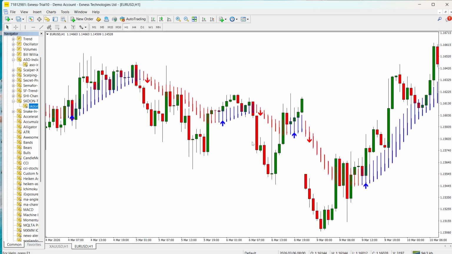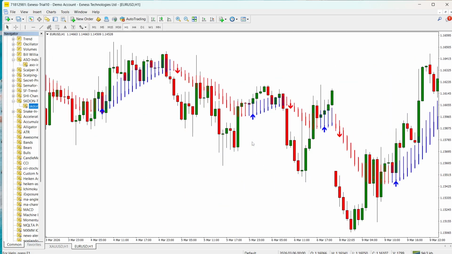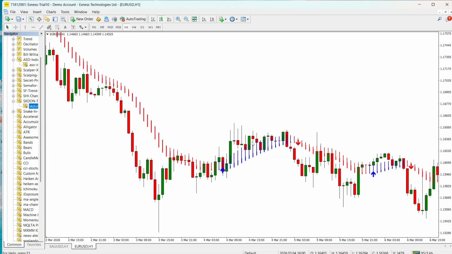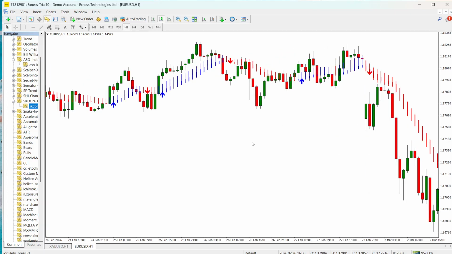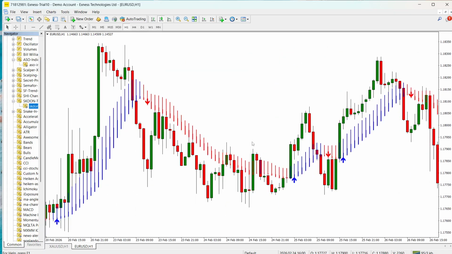As the chart develops, these color changes map out trend phases, making it easier to distinguish trending swings from periods where direction may be uncertain without prescribing exact entries or exits.